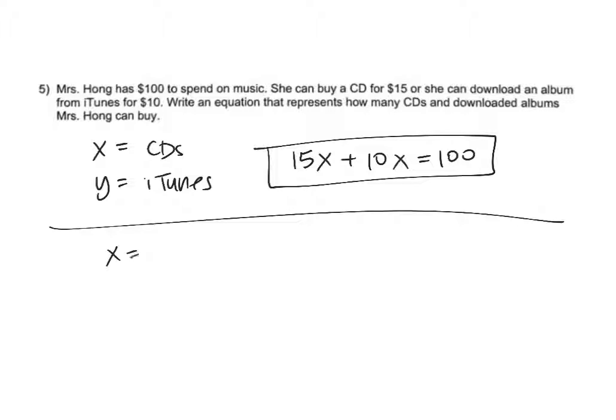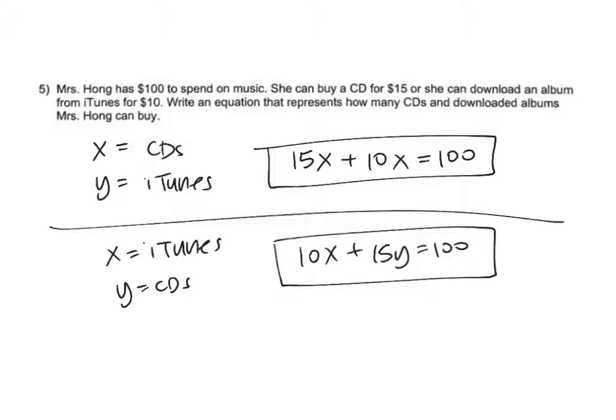Or if you decide to make X be your iTunes and your Y be your CDs, I have 10X plus 15Y equals 100. It totally depends on what your X and what your Y is going to represent.